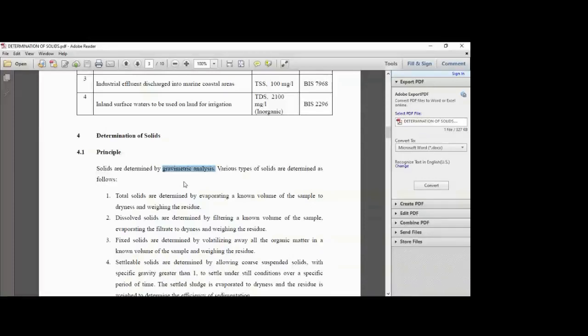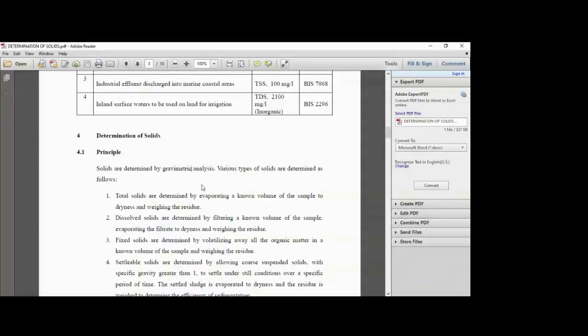We are saying that's gravimetric analysis. In gravimetric analysis, we normally take the weights of various samples, and on the basis of that, we find out the concentration of the various solids, right? The change in weight tells us the concentration of that particular solid. All the analyses in which weight plays a very important role are called gravimetric analysis, right? Here gravi stands for gravitational and metric stands for measurement, so it is nothing but the measurement of gravitational force.